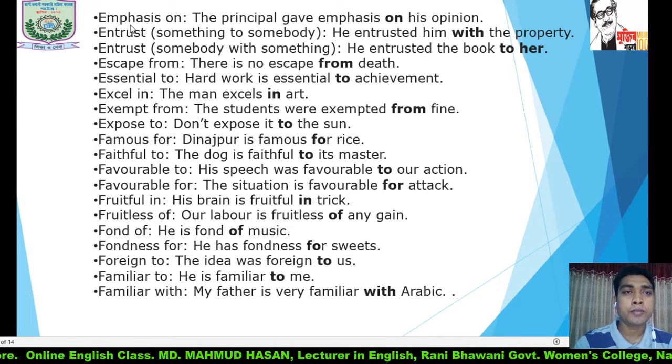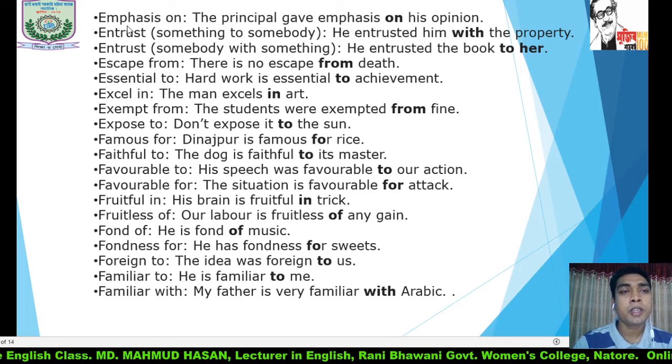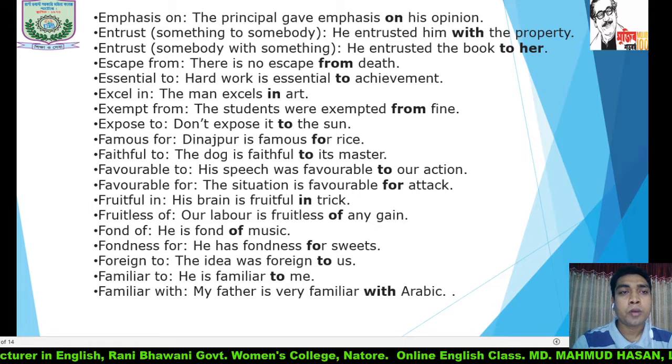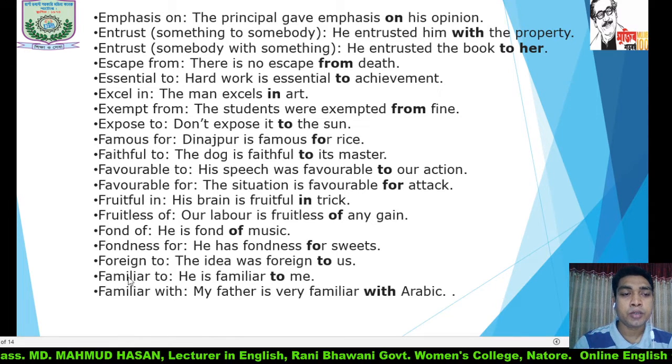Here are some appropriate prepositions. Emphasize on, entrust, escape from, essential to, excel in, exempt from, exposed to, famous for, faithful to, favorable for, fruitful in, fruitless of, fond of, fondness for, foreign to, familiar with.